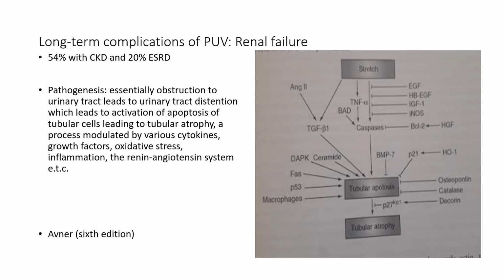Other cytokines such as transforming growth factor beta may be activated because of the activation of the renin-angiotensin system. And then other molecules such as epidermal growth factor and insulin-like growth factor, when present in high amounts, may actually prevent activation of the caspases, and therefore inhibit development of tubular apoptosis and tubular atrophy.